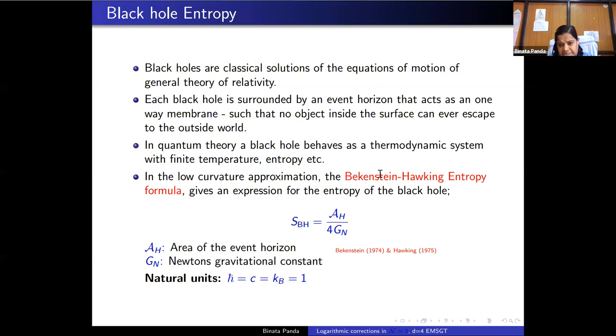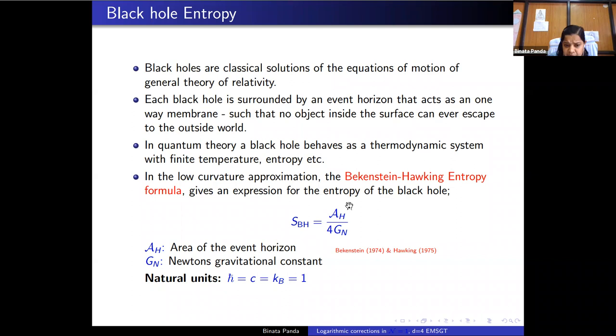And you can associate this black hole with an entropy. So this is the famous Bekenstein-Hawking entropy, the work of Bekenstein and Hawking long back in 1974 and 75. So in the low curvature approximation, when we consider only terms up to two derivatives in the action, then you can calculate this Bekenstein-Hawking entropy, which is given by basically the area of the event horizon.